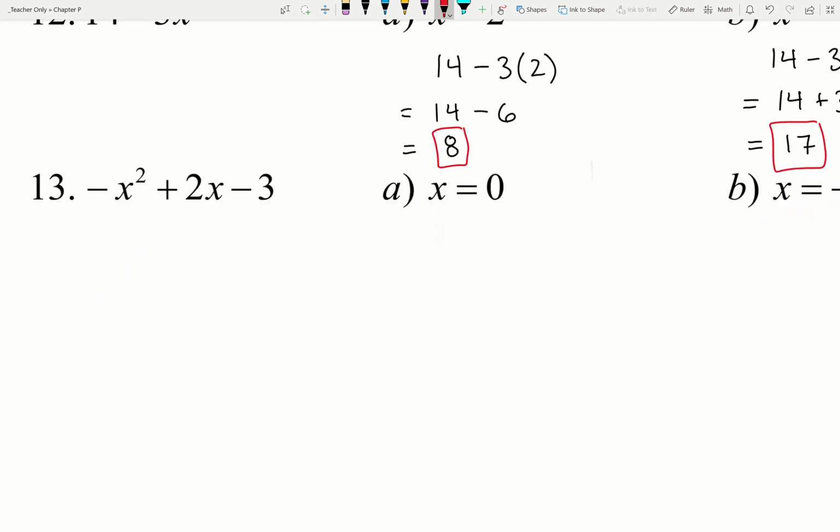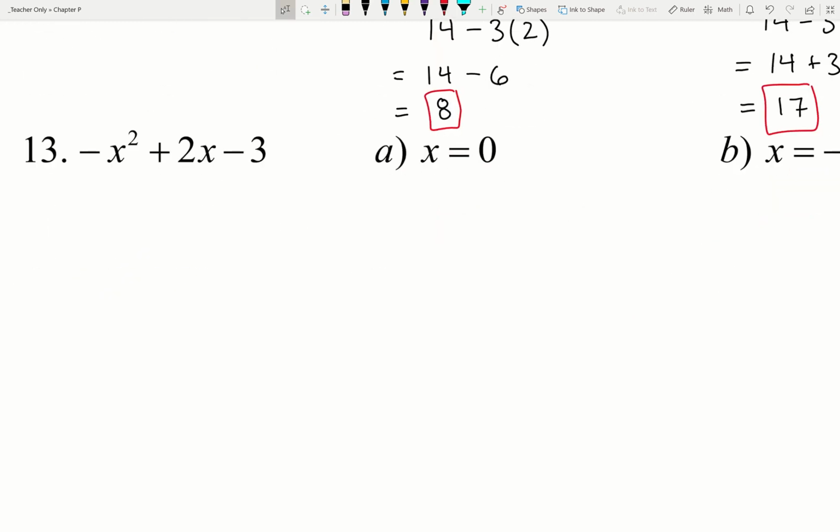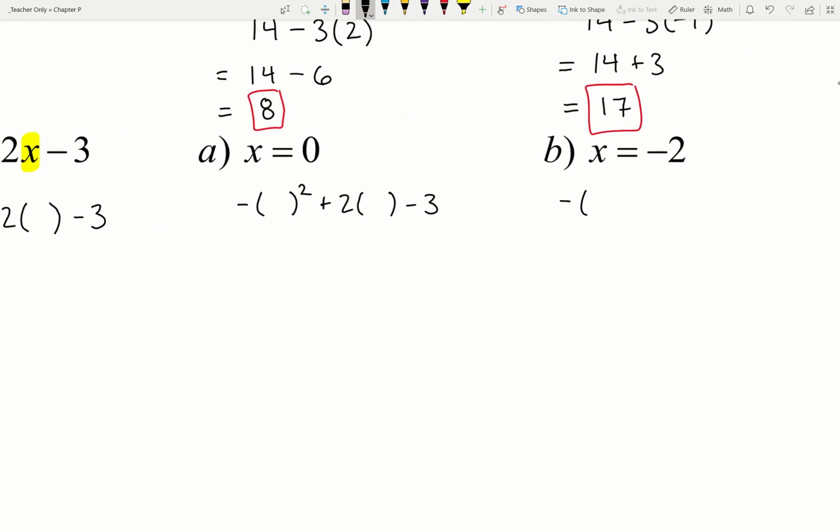Okay, and now for this next one, right? So just to be kind of clear here, anywhere you see one of these x's, that's where you want to think about there being an open set of parentheses for you to plug in. So what I might do here to make this a little bit simpler is for us to go ahead and replace each x that we see with an open set of parentheses so that when we go to plug in, it's going to be nice and easy for us, okay? So let's go ahead and copy that over here. So negative open parentheses squared plus 2 times open parentheses minus 3, and then same thing on part B. Negative open parentheses squared plus 2 times open parentheses minus 3.